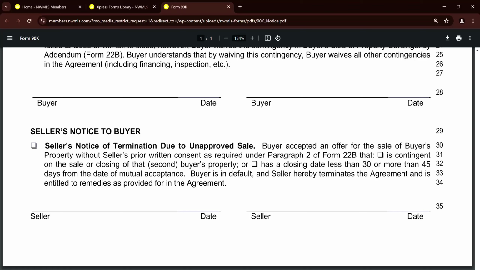What are they saying here? So buyer's in contract, they can't accept a similar offer where the second buyer's offer is contingent on their sale to get this one. This sale is contingent on this sale. You can't have two unless you get permission. And not just that type of scenario, but the other one is closing before 30 days or closing after 45 days. You also have to have that seller's permission to accept a contract that is in that scenario too.